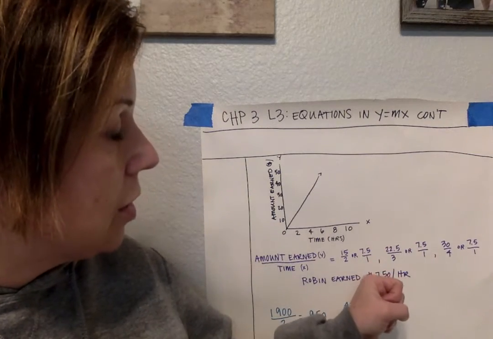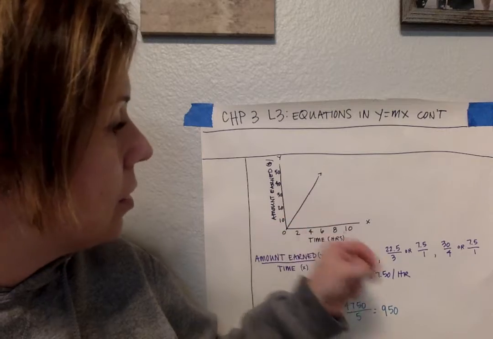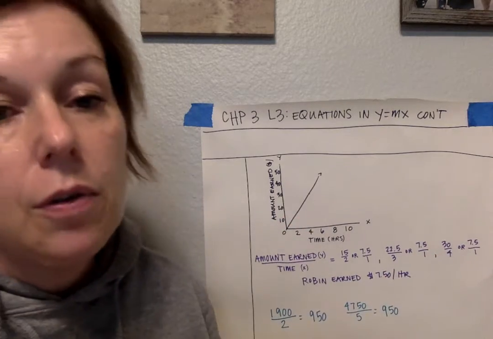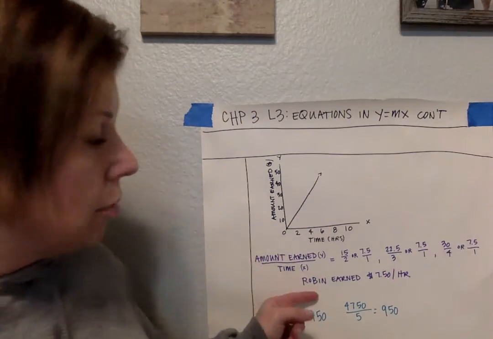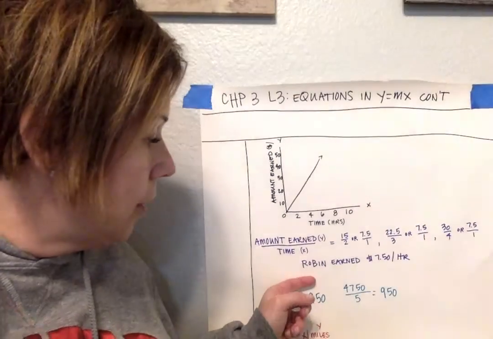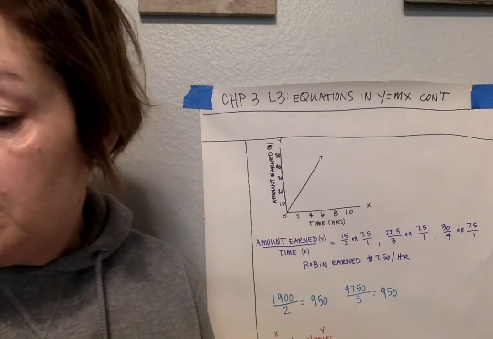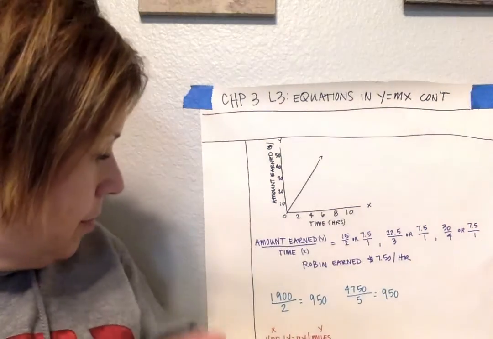Let's pick another one just to double check. At 4 hours, it's about $30, or 7.5 over 1. So Robin earns $7.50 per hour. Okay? Again, that's example 1 on page 190. Here's another example.